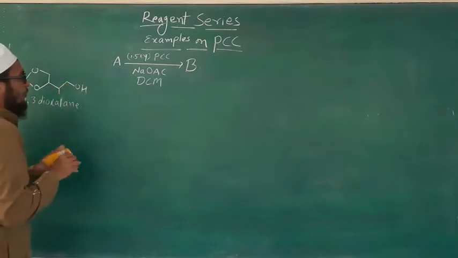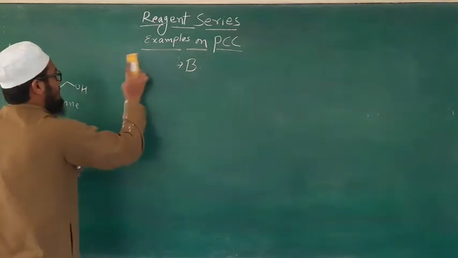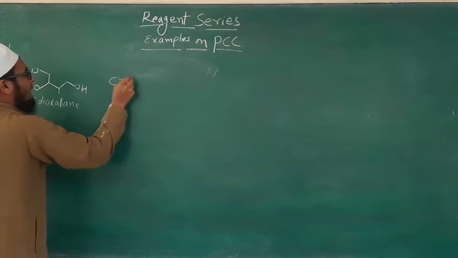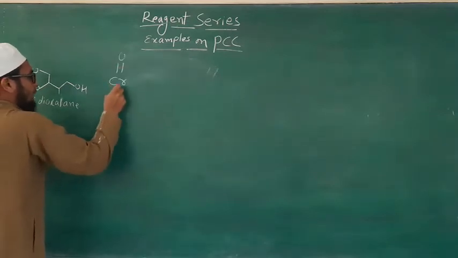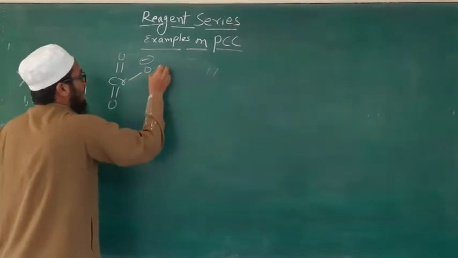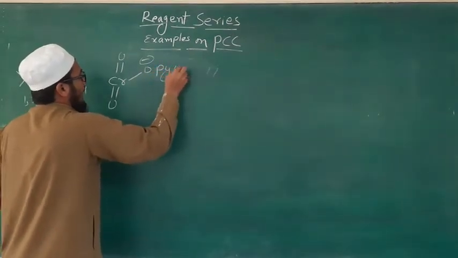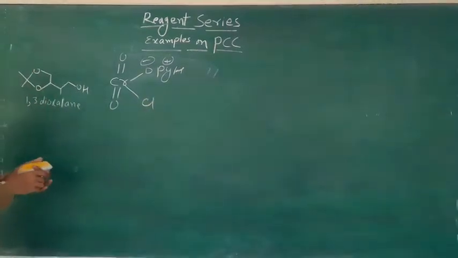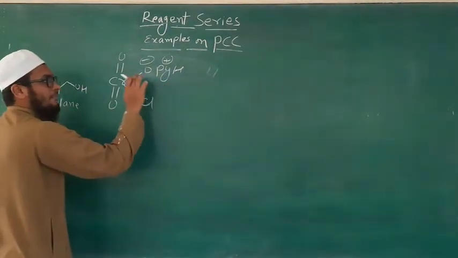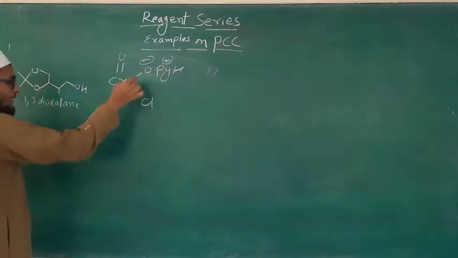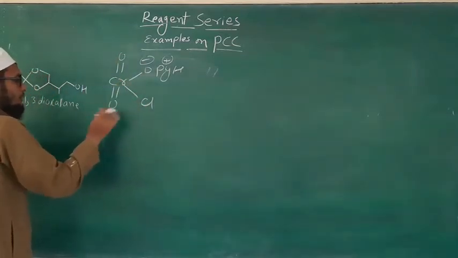Now in the next step, what will happen, my dear brothers and sisters? In the next step, we have our PCC here, pyridinium chlorochromate, PyH positive, and we have our chlorine here. Now look at this. It is our pyridinium ion. It is our chromium trioxide, and this chlorine. Okay, it is called PCC. It is the structure of PCC.